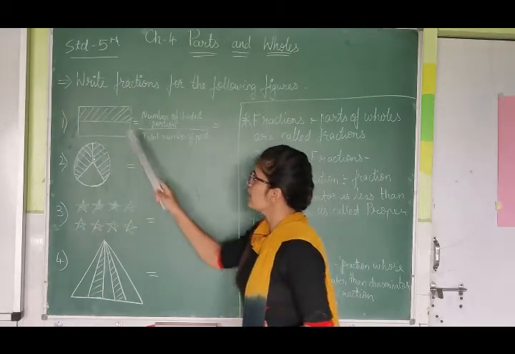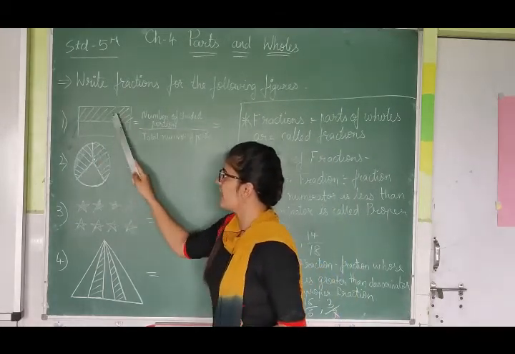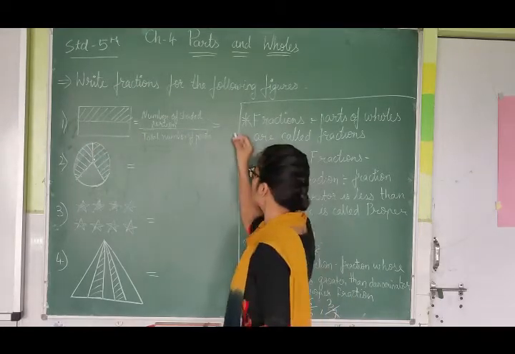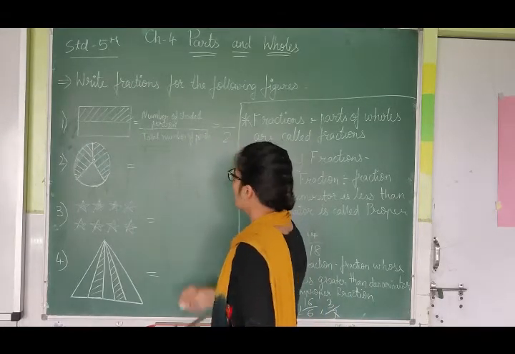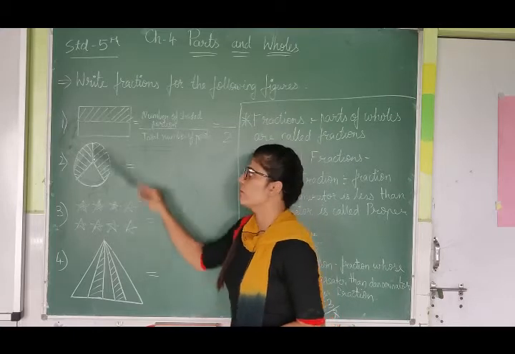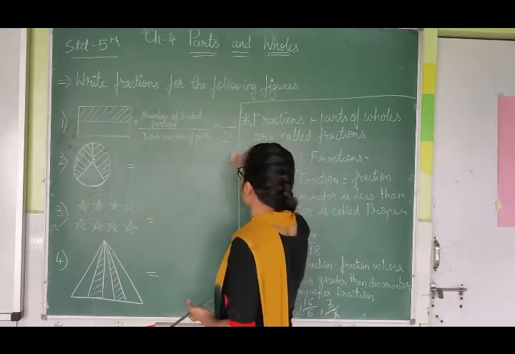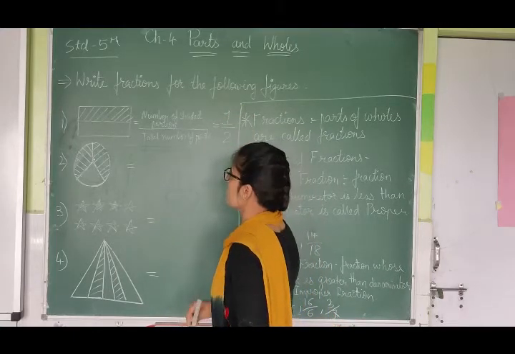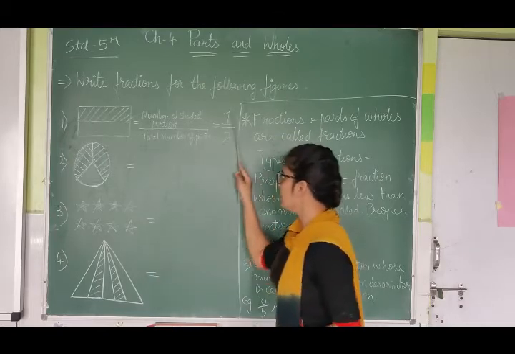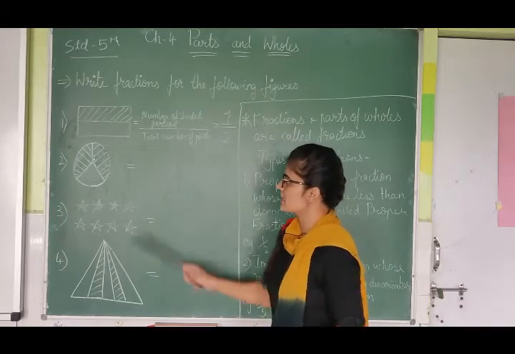Let us see this. Here how many total parts are there? 1 and 2, total parts 2. So denominator will be 2. Now how many shaded parts are there? Only one shaded part. So we will write down 1. So the fraction for this figure will be 1 by 2. Now let us see the next one.